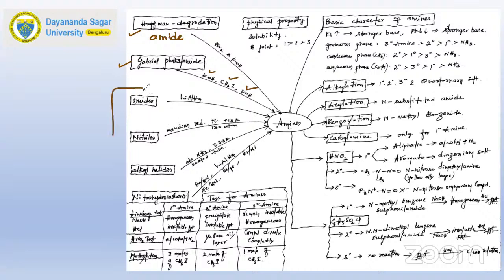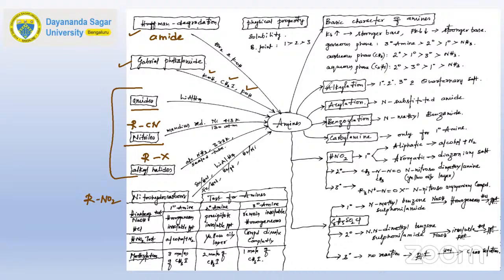Then you can prepare amines by reduction. Amide undergoes reduction to form amine. Nitriles, meaning cyanides, undergo reduction to form amines. Then alkyl halides react with ammonia to form amines. Nitrohydrocarbons undergo reduction to form amines.